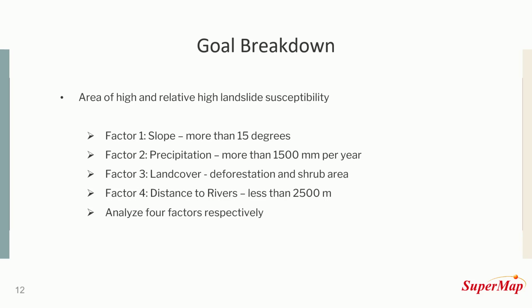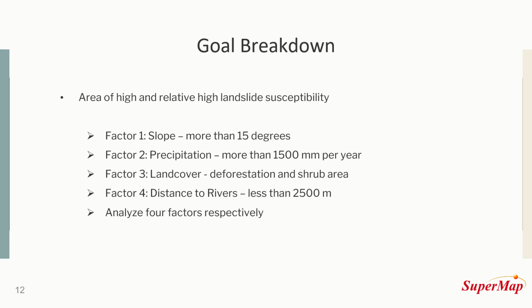Susceptibility of landslides is influenced by varied factors like terrain, soil type, rainfall, vegetation coverage, etc. Here, we are going to evaluate 4 factors related to landslides in the study area respectively. They are slope, annual precipitation, land cover type, and proximity of rivers. If the slope is more than 15 degrees, or the annual precipitation is more than 1,500 millimeters, or the land cover type is deforestation and shrub area, or the distance to rivers is less than 2,500 meters, we consider that the landslide hazards occur more frequently in this region.